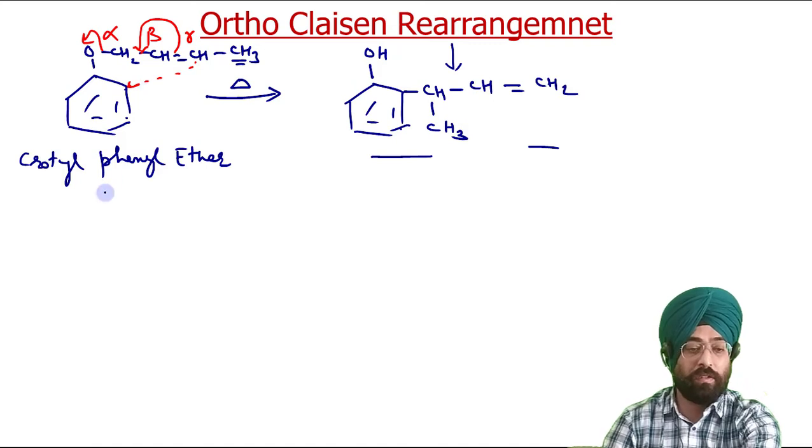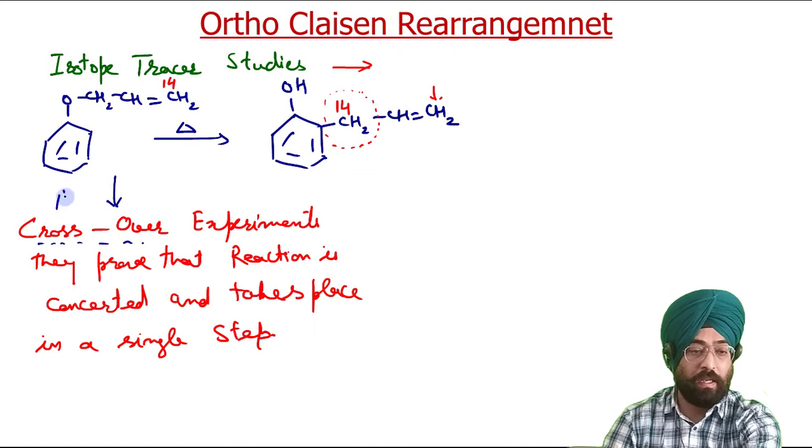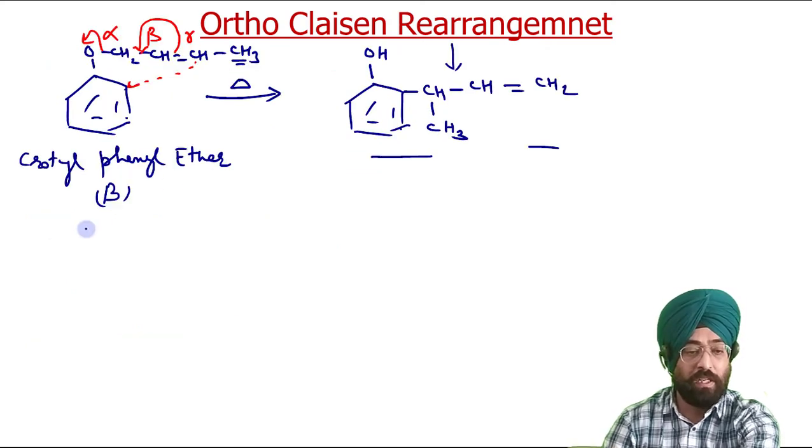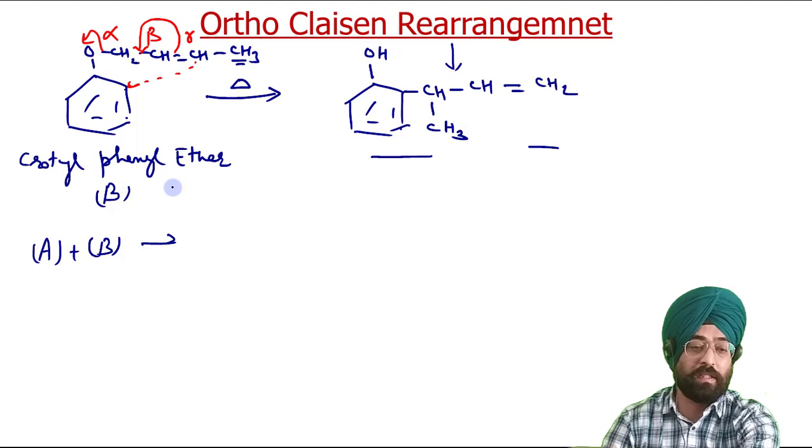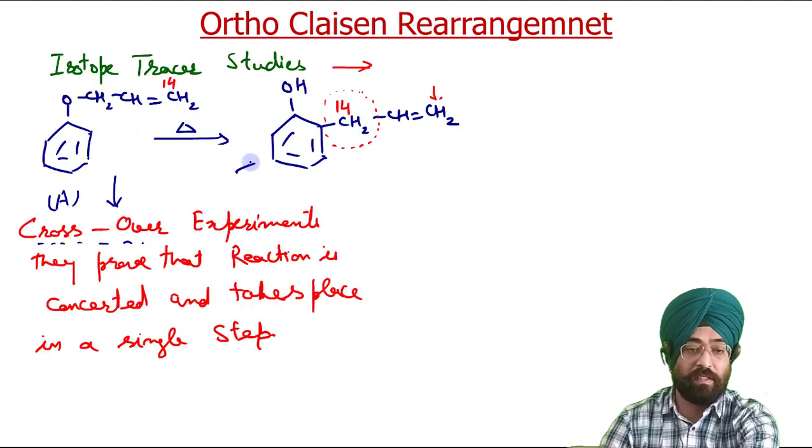Now suppose this is A, this is B. Now how to do crossover experiments? What they do is start the reaction with both A and B. Now they see the nature of the products. If we get only these two products, this and this, that means it is a single step reaction.